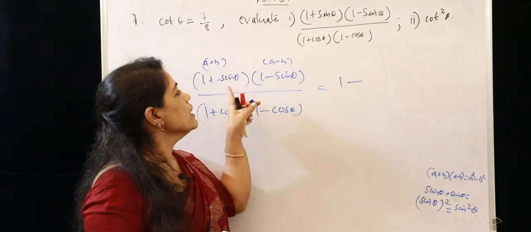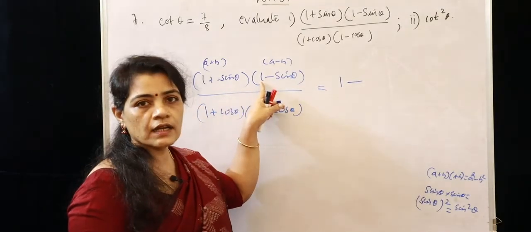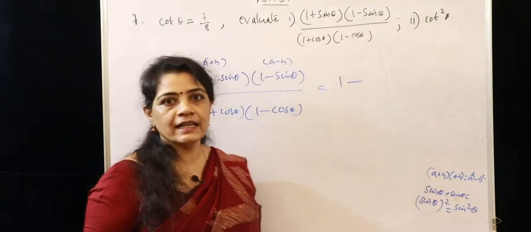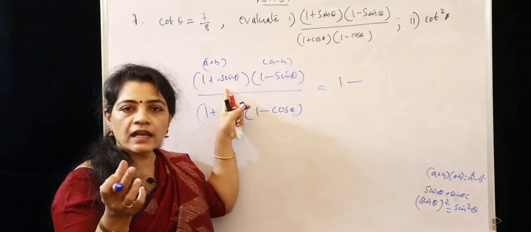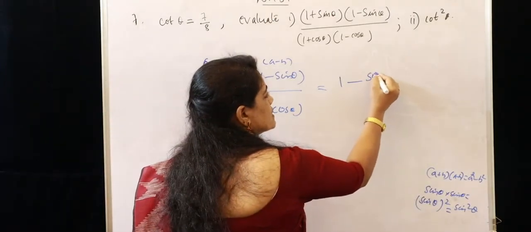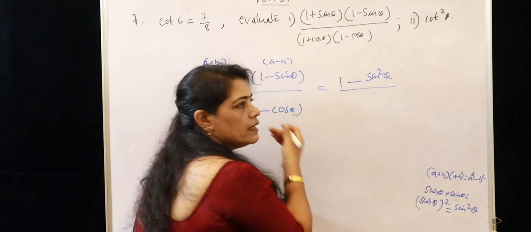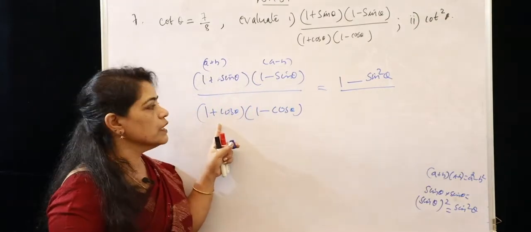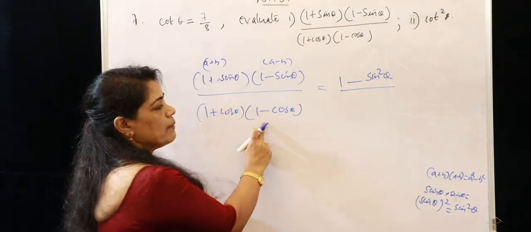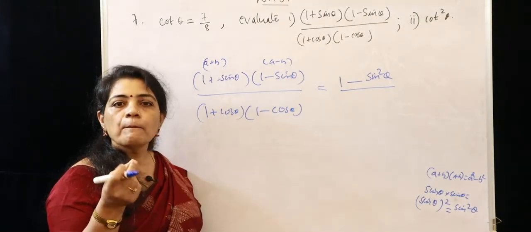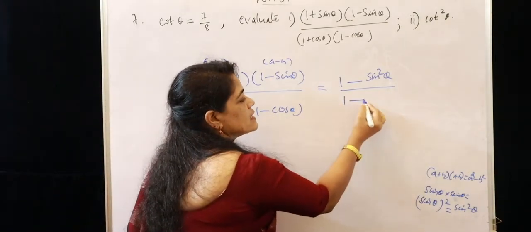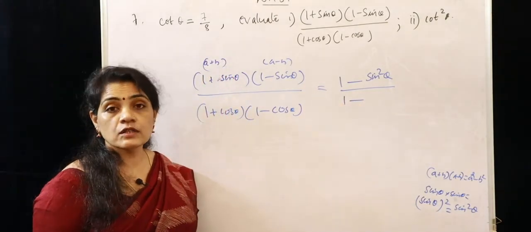Okay, so here a square is 1 square, 1 itself, and b square, a square minus b square, the identity, that is sin theta into sin theta is sin square theta. Sin square theta divided by, see, the same identity can be used for the denominator. Yes, this is also in the form a plus b into a minus b. So, a square minus b square. A here also 1. So, 1 square is 1 itself minus cos square theta.